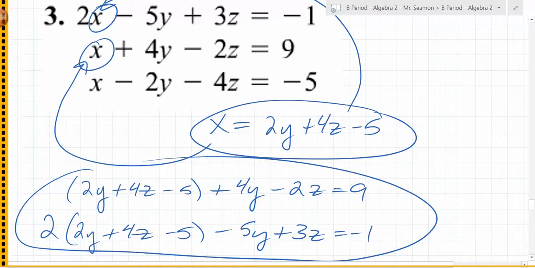How many equations is that? 2. How many variables is that? Do we have lots of different ways to solve that? Absolutely.